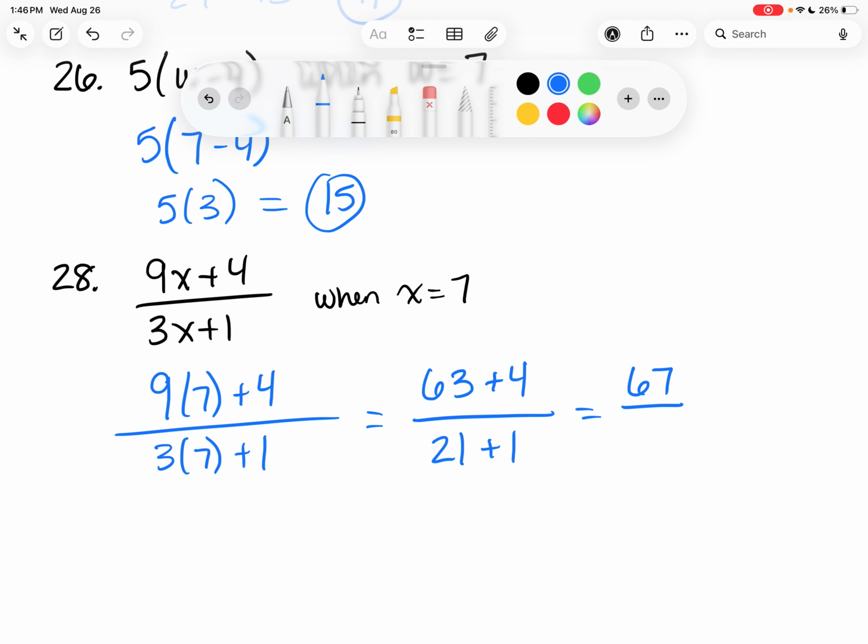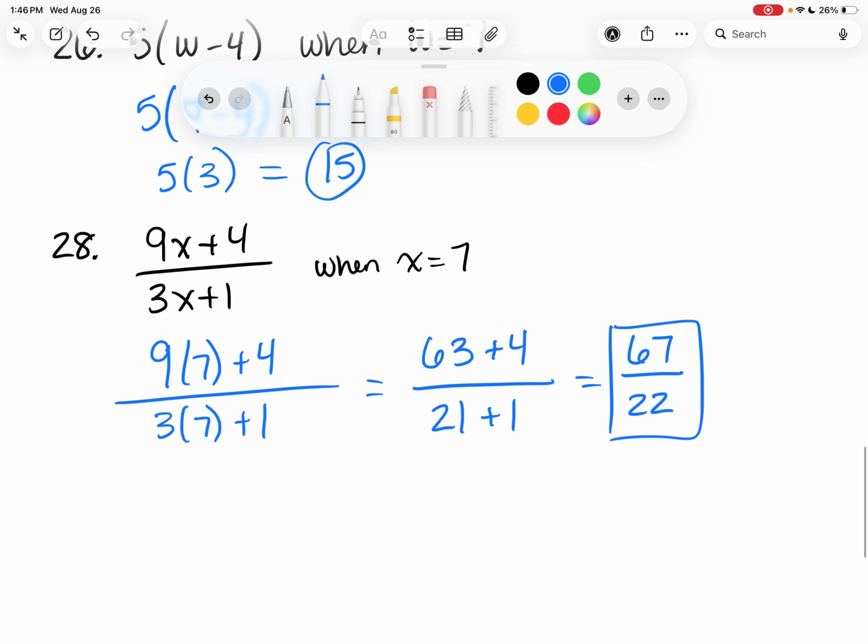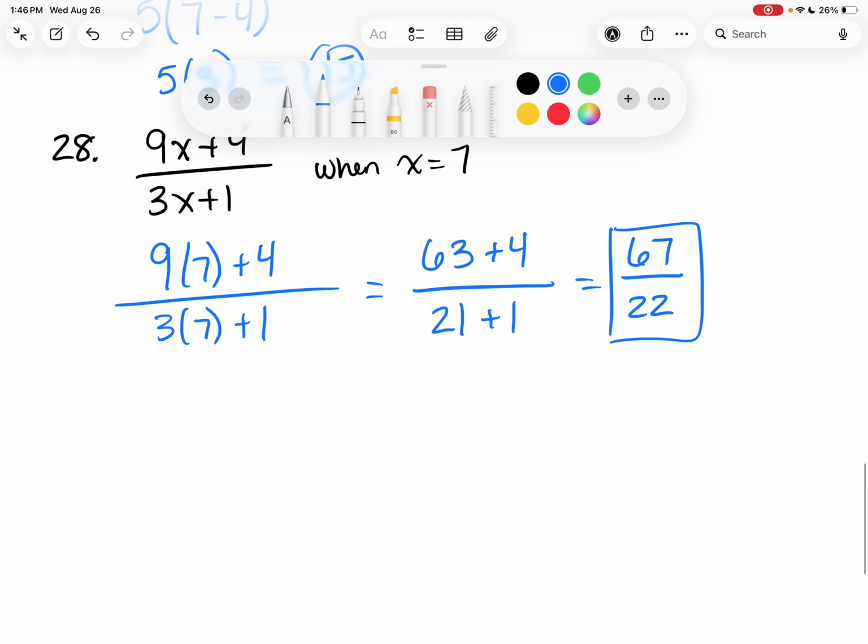22. And if it can be reduced, you should reduce it. If not, you can just leave it like that. Leave it as an improper fraction and let that be your answer. The book will probably make them into mixed numbers, but I like improper fractions because a lot of times they actually make our life easier.